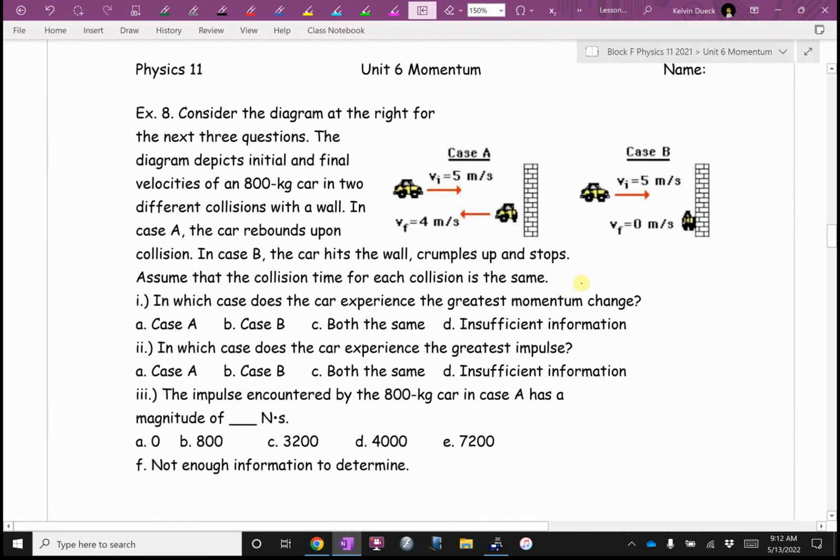Example 8 says this. Consider the diagram at the right for the next 3 questions. It looks like it shows the final and initial velocities of cars after crashing into a brick wall. In case A, the car comes in at 5, bounces off at 4. In case B, the car comes in at 5 and comes to a stop. In which case does the car experience the biggest momentum change? Ooh. Case A, case B, both the same, or I need more information.